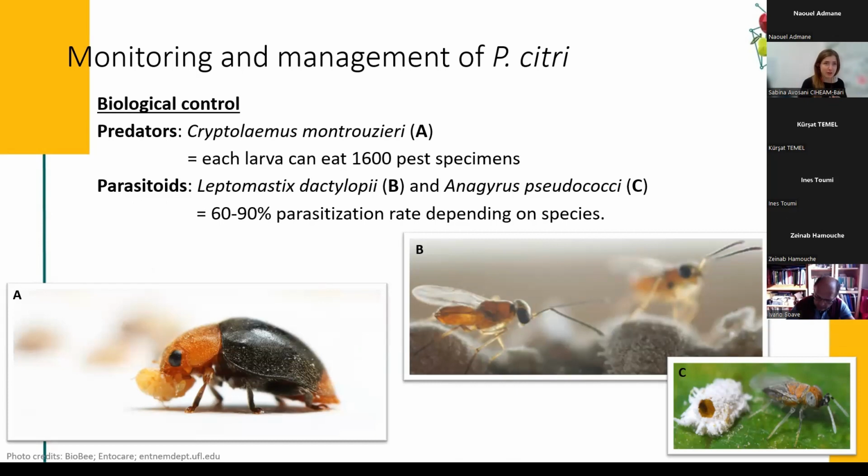They are really voracious. The predator, I mean, is voracious. In fact, each larva can eat thousands of mealybugs. And if you think of the parasitoid, it can reach 90% of parasitization rate. This is incredibly high. But you can also release Anagyrus pseudococci, which is indigenous of the continent.